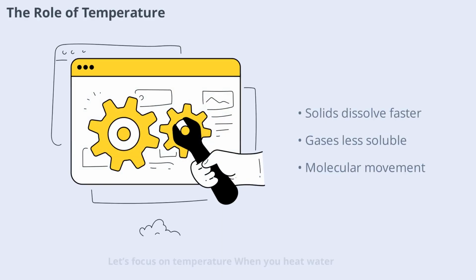Let's focus on temperature. When you heat water, sugar dissolves faster and more completely. This is because increased temperature gives molecules more energy to move and interact, breaking apart the solute and allowing it to mix with the solvent. However, for gases, higher temperatures usually mean lower solubility, as gas molecules escape more easily from the liquid. This is why warm soda loses its fizz quickly.